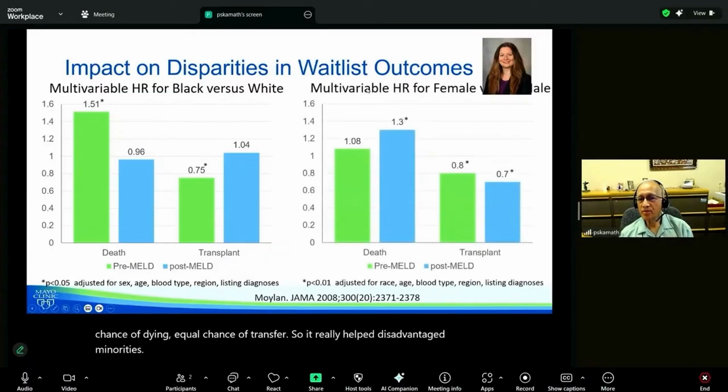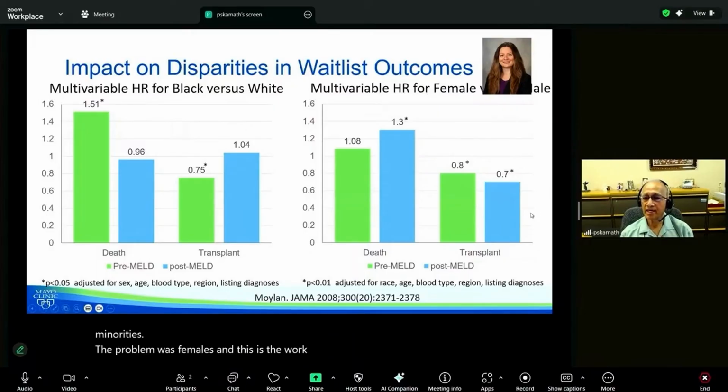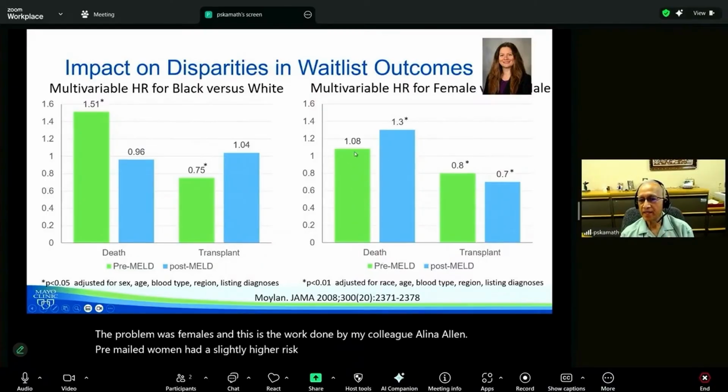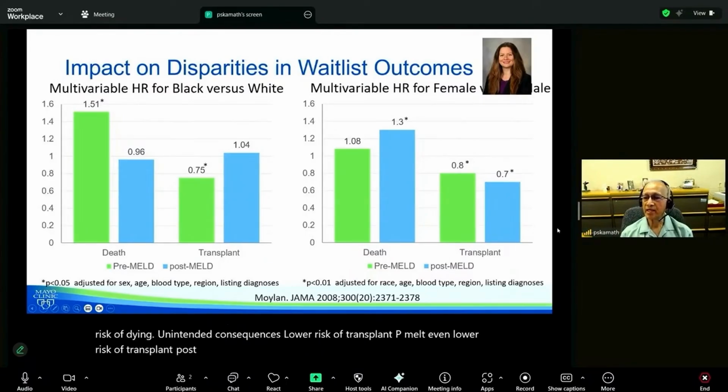The problem was females, and this is the work done by my colleague Alina. Pre-MELD, women had a slightly higher risk of dying, but post-MELD, even higher risk of dying. Unintended consequences. Lower risk of transplant pre-MELD, even lower risk of transplant post-MELD. So that's how Alina and all of us tried to get to work on this to advantage women.